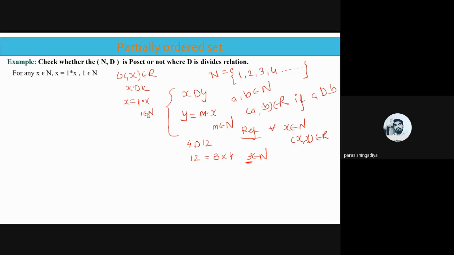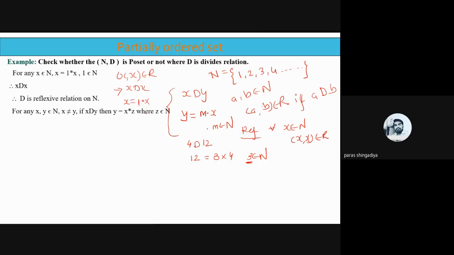Okay, so therefore we can say that it satisfies the reflexive relation, and by using this condition x divides x, that is 1 divides 1, 2 divides 2, 3 divides 3, 4 divides 4, that is always true. So based on this condition you can write the conclusion that this satisfies the reflexive relation. So here x divides x, and therefore we can say that D is a reflexive relation on N. The first condition is true, and now in the second condition we'll check the anti-symmetric condition.